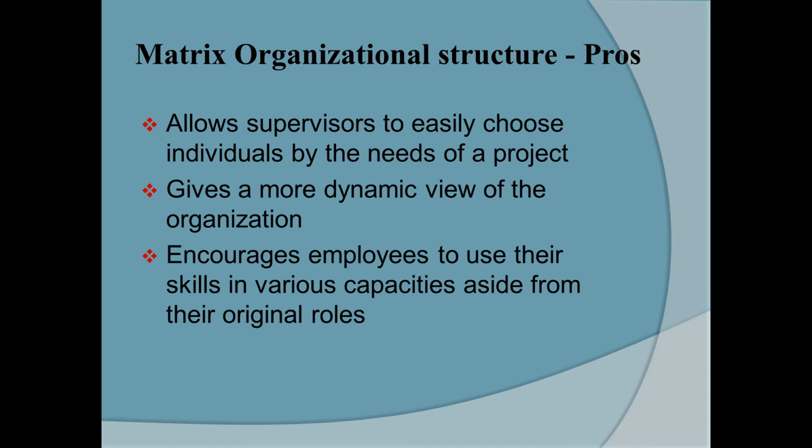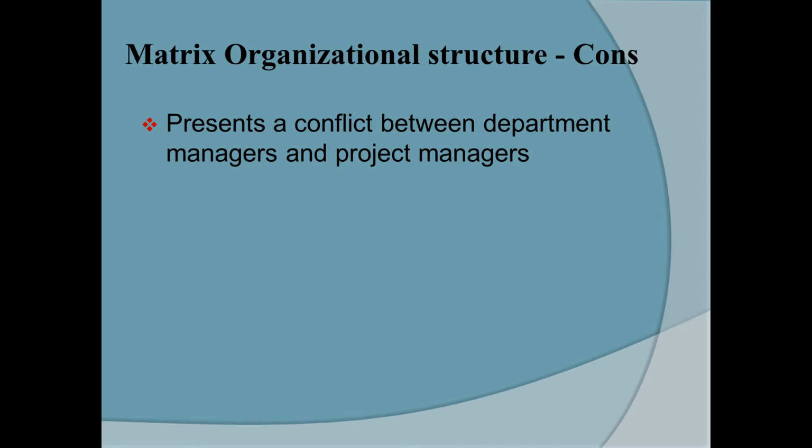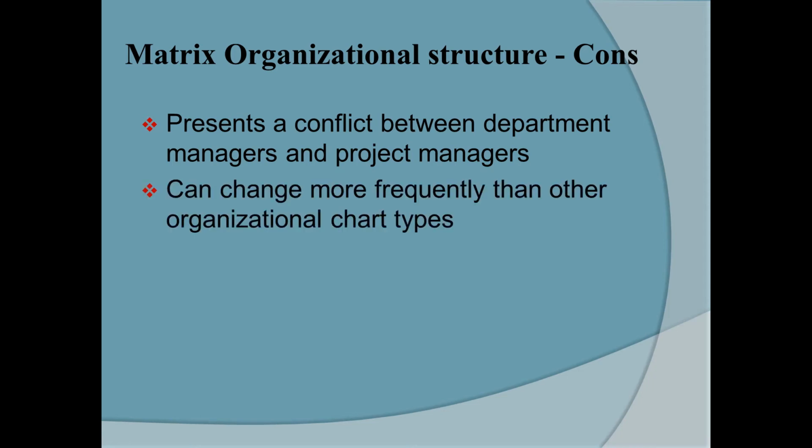So it encourages employees to use their skills in various capacities aside from their original roles. So there is also an element of multitasking in this matrix organizational structure. So for its disadvantages, it presents a conflict between department managers and project managers. Why? Because the line of authority is not clearly defined in this structure. It can change more frequently than other organizational chart types.